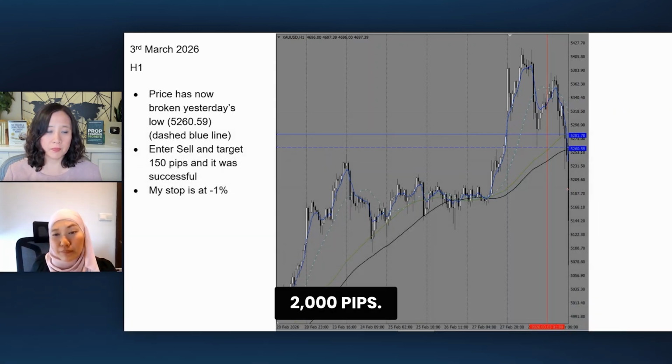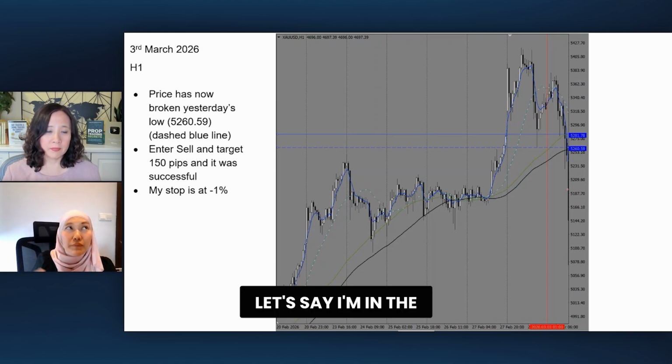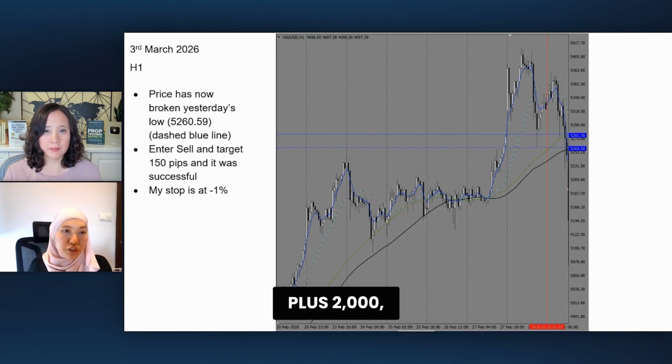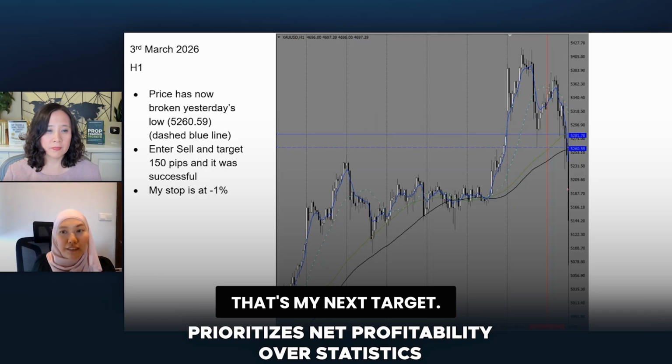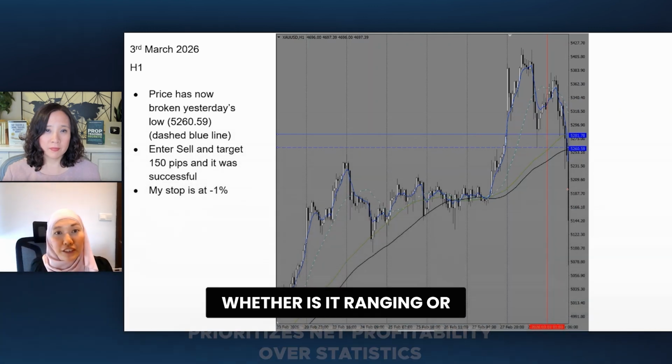So let's say I lose 2,000 pips. So my new target will be 2,150 because 2,000 plus my target of 150. Let's say I'm in the middle of the month and I still have another 2,000 pips more. So it'll be 2,000 plus 2,000. So it'll be 4,000 pips. That's my next target. But it also depends on market conditions, whether the market allows it to happen or not, whether is it ranging or is it trending.